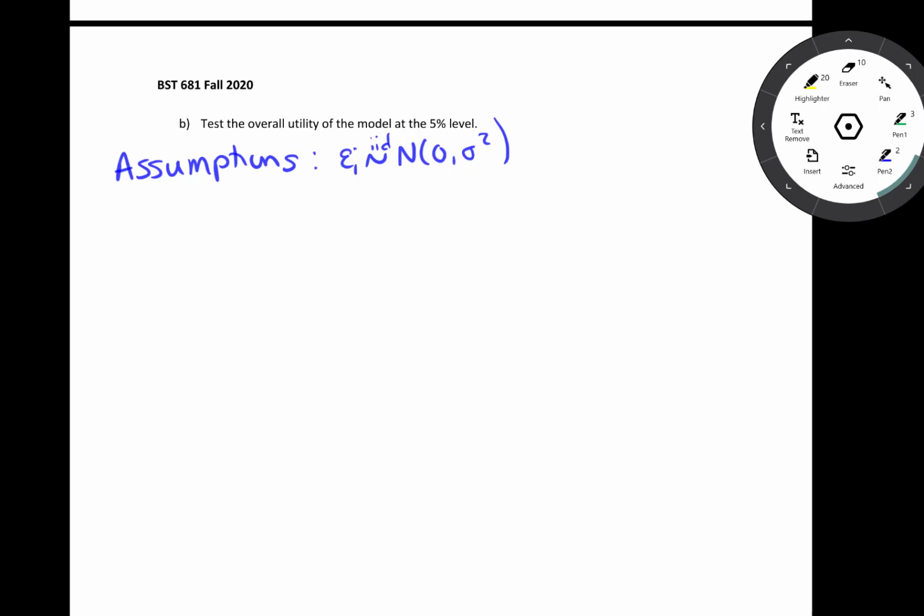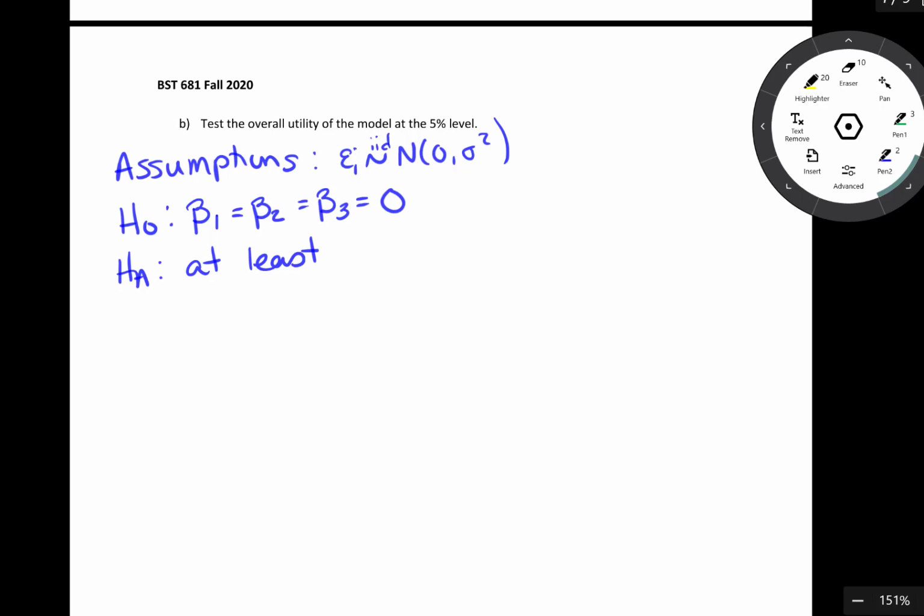All right, so we're going to test this at the alpha equals 0.05 level. So let's see for the overall model utility what our hypotheses are going to look like. When we look at the overall utility of the model, it's actually very similar to when we looked at the model without the interaction. We're still going to look at each of our parameters, and under the null, we're going to assume that they are all equal to 0. And then under the alternative, we're going to try to prove that at least one of them is non-zero.